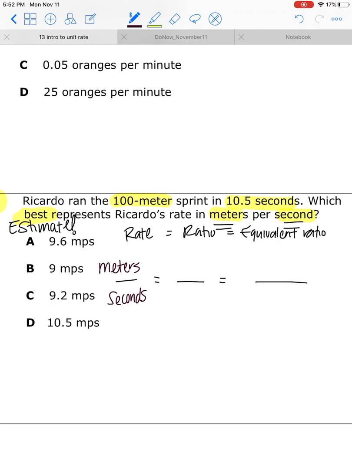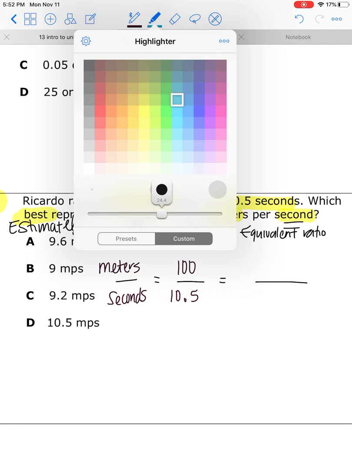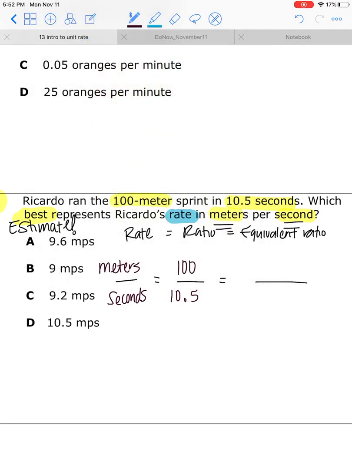Then my ratio of what is given to me, the information that I'm going to use to help me solve for this, is that I know that he can run 100 meters in 10.5 seconds. They want to know what is his rate. In other words, how fast is he going per 1 second? We talked about this in class. I said that the word rate is sometimes used as a word for unit rate. You want to know how fast that one person is going.